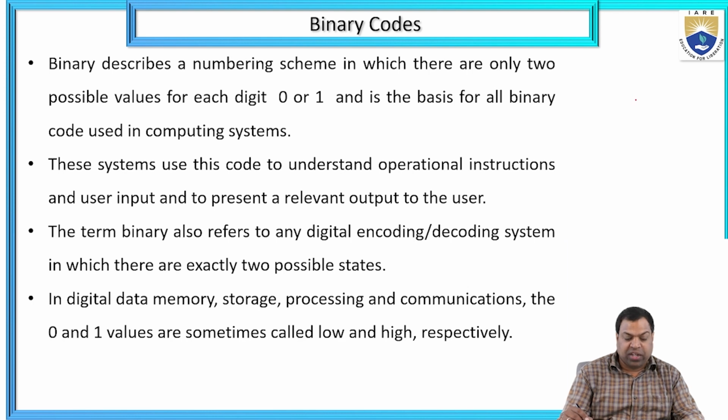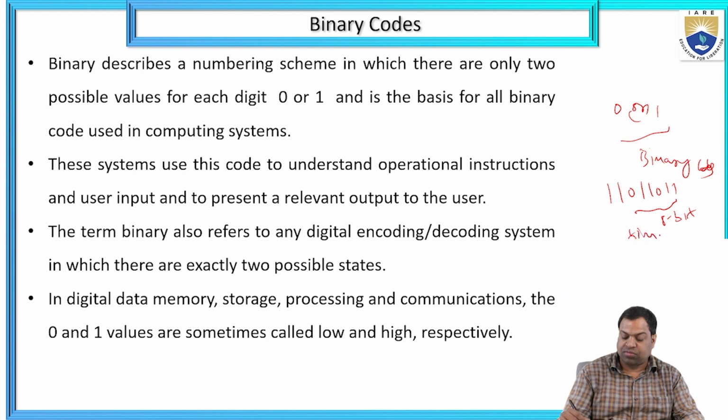So, in the binary code, the binary is nothing but 0 or 1. These are called binary codes. So, there are two binary digits, 0 and 1. Suppose I'm taking 11011011. Is it an 8-bit binary code?